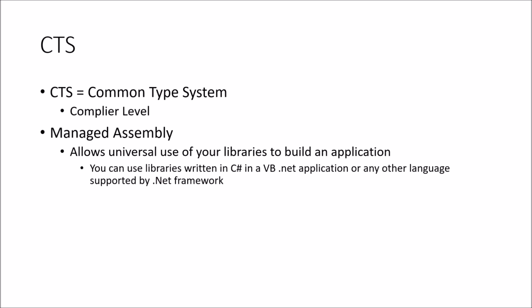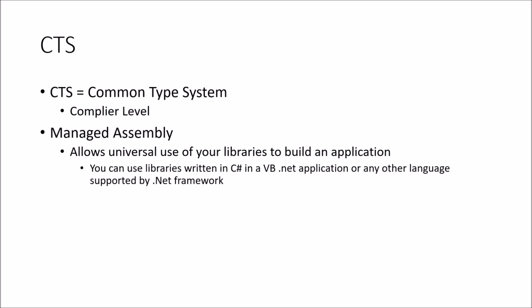This gives you the power to build a very powerful library in C++, for example, and then you can use that library in an application that was written in C Sharp or VB.NET, for example. Another thing you can do with this concept is you could have multiple developers writing multiple libraries. They could write them in different languages, doesn't really matter, and then you can import all those into a single application and utilize all those functions within those libraries. So that's a great thing about the common type system.